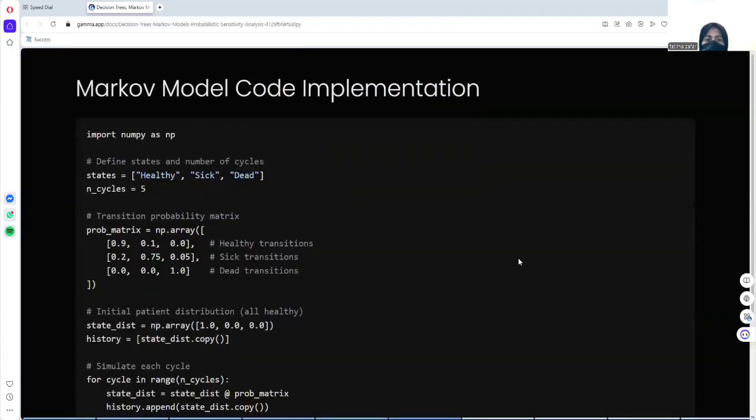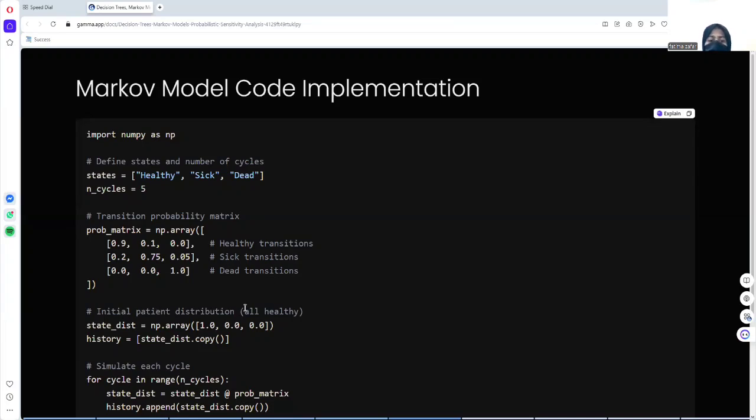This is the Markov model implementation. First of all, we import the library NumPy, then we define the states and the number of states we have, just like healthy, sick and dead. Then we define the number of cycles. After that, we define the transition probability matrix, that is the healthy transition, the sick transition, and the dead transition. We define our matrices here.